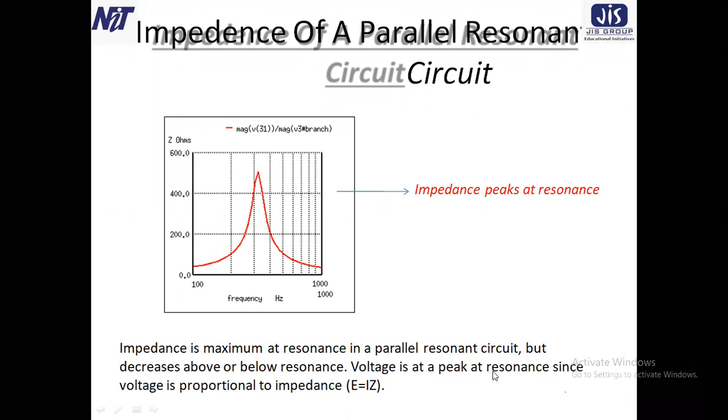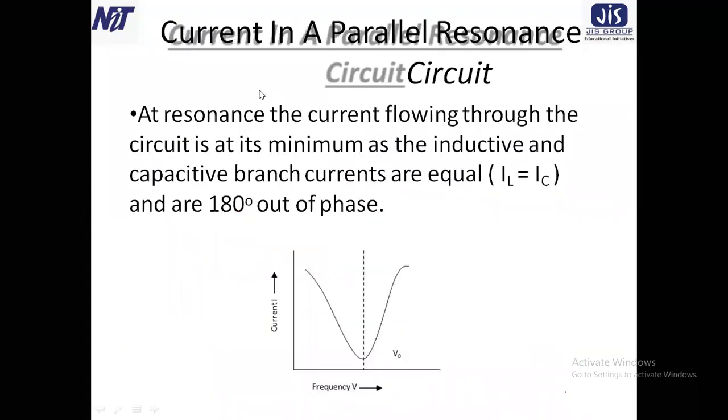Voltage is at a peak at resonance since voltage is proportional to the impedance. So you can say that E is proportional to Z. Voltage is proportional to the impedance for the parallel resonance.